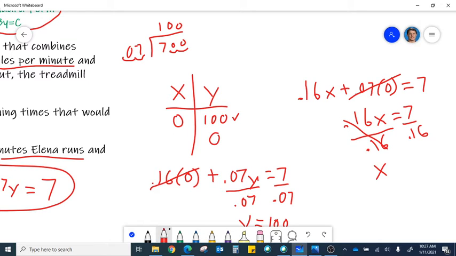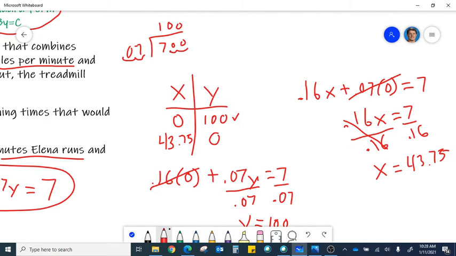When I divide by 0.16, I'll just take out a calculator. I go 7 divided by 0.16. It's going to equal 43.75.